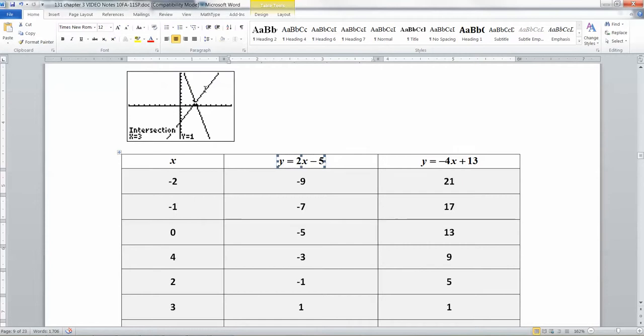That's this line that starts low and goes high. That's 2x minus 5. So it starts at negative 2, negative 9, goes up to negative 1, negative 7, and kind of works its way up and over, because it's got a slope of positive 2. So it's the increasing line. The decreasing line has a slope of negative 4.